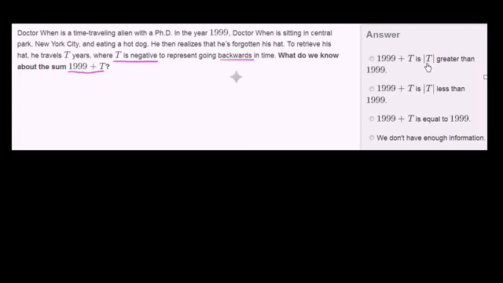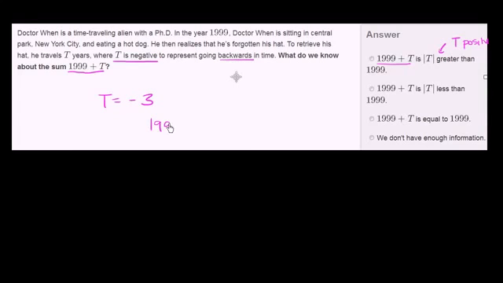1999 plus T: is the absolute value of T greater than 1999? No, that would have been true if T is a positive number. Then we'd say, hey, the absolute value of T is greater than 1999. This would have been only in the situation if T is positive. So let's read this one. 1999 plus T: is the absolute value of T less than 1999? That's right. Imagine a situation where we know that T is negative. Imagine T is equal to negative 3.